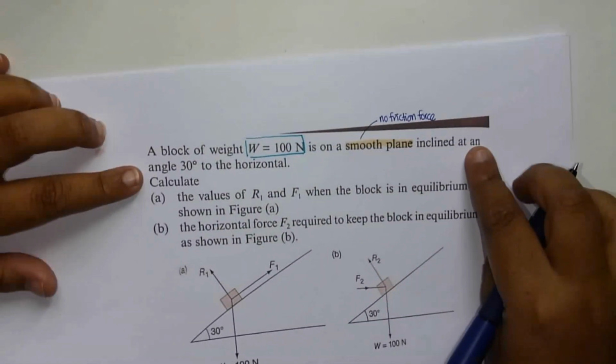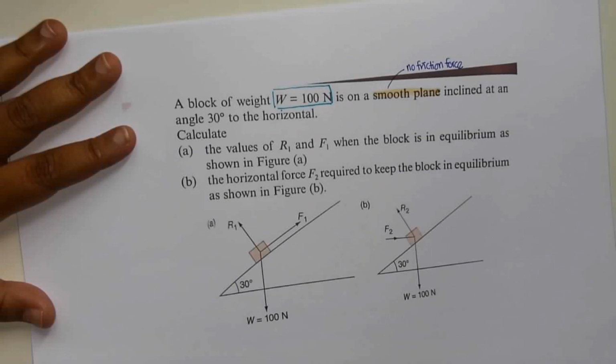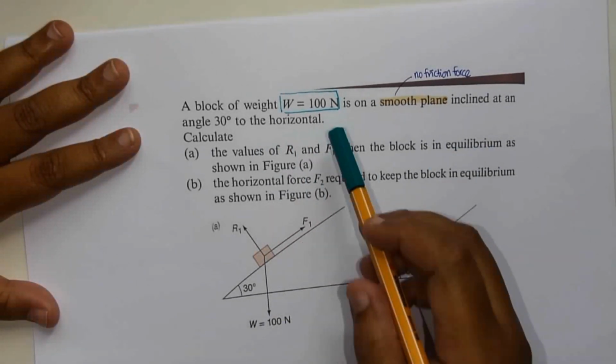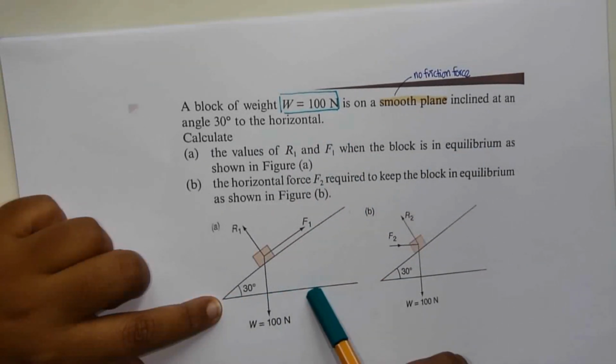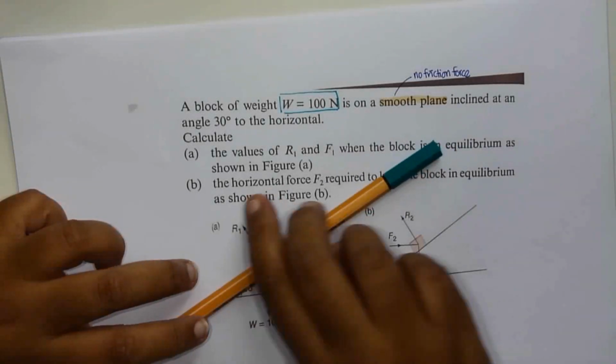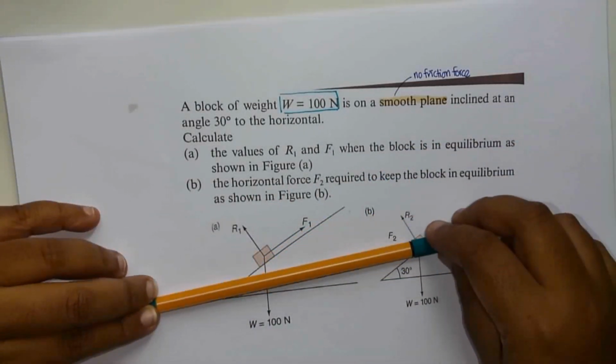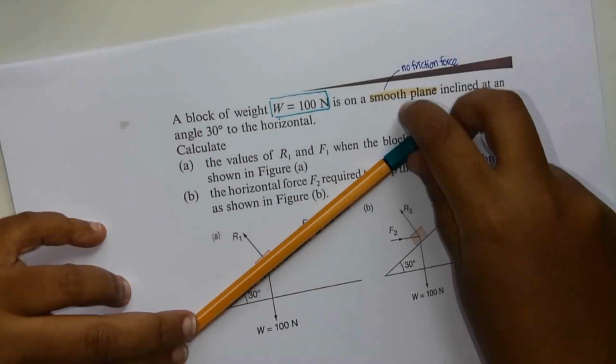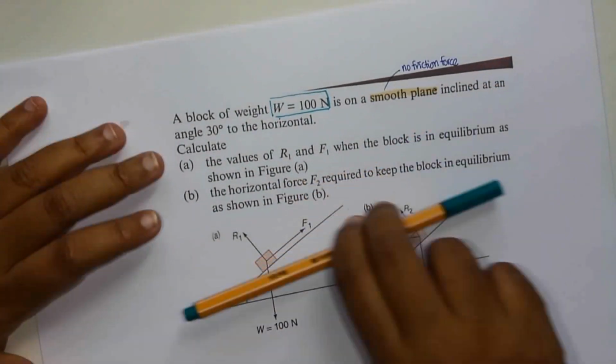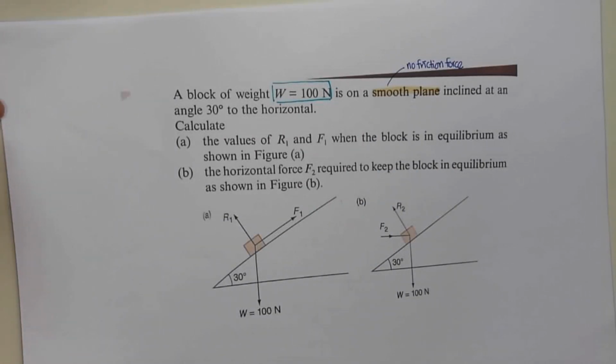Incline at an angle of 30 degrees to the horizontal means this is horizontal, so this plane is inclined. Okay, so this is horizontal, and this plane is inclined at an angle of 30 degrees to the horizontal. Calculate the value of R1 and F1 when the block is in equilibrium as shown in figure A.